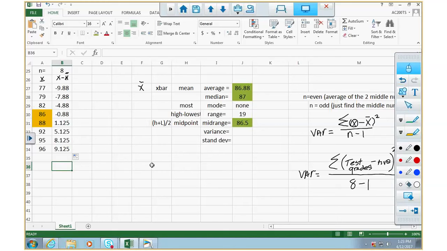Make sure you get those numbers. Test grades minus what? Test grade minus the average. It's supposed to be AVE, sorry.